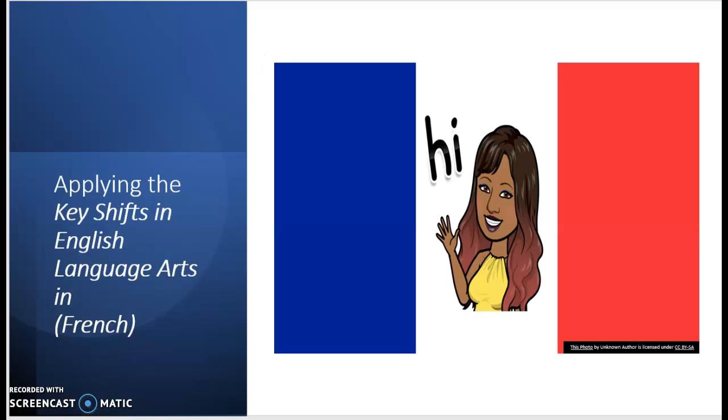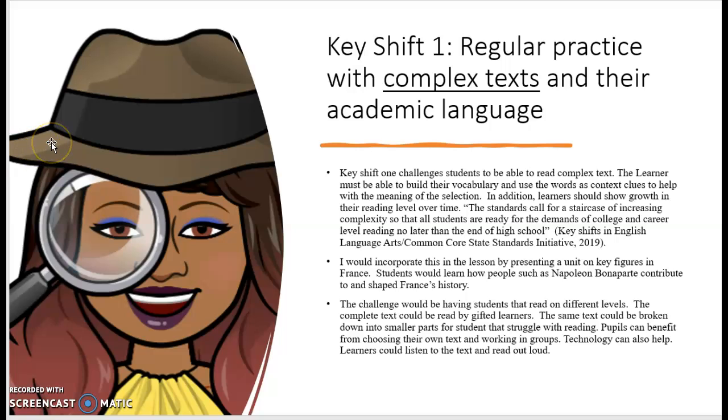Hi. Today we will be applying key shifts in English language arts in the content area of French. Key shift 1: regular practice with complex texts and their academic language. Key shift 1 challenges students to be able to read complex texts.